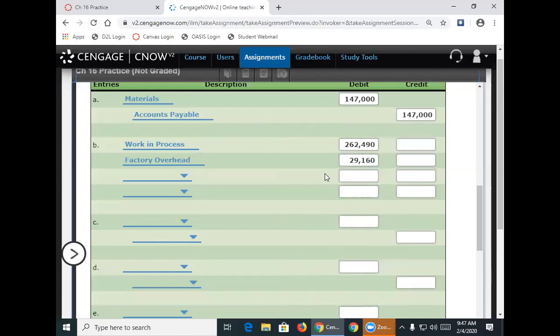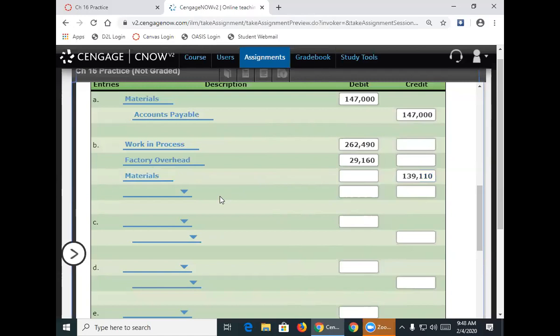Okay. So we have our two debits. Work in process got debited for direct materials and direct labor. Factory overhead got debited for both our indirect materials and indirect labor. Then on our credit side, we credited materials. Total materials was 139,110. Materials is credited 139,110.